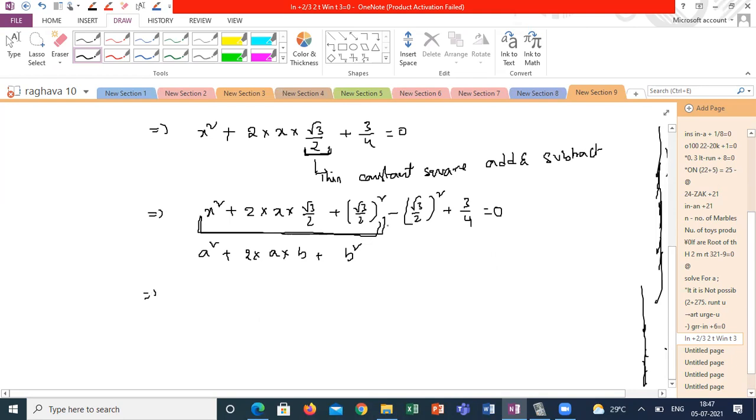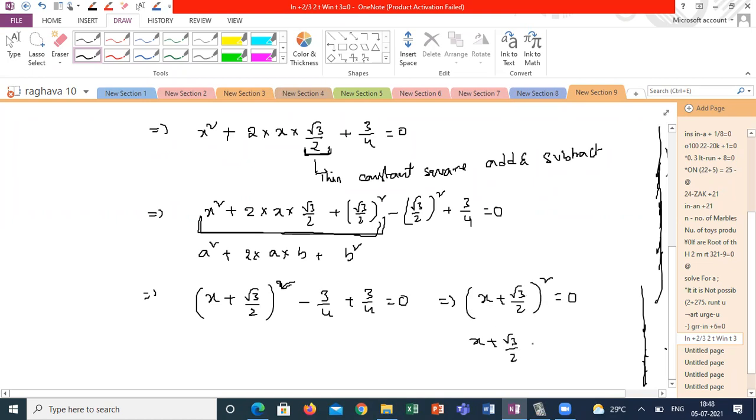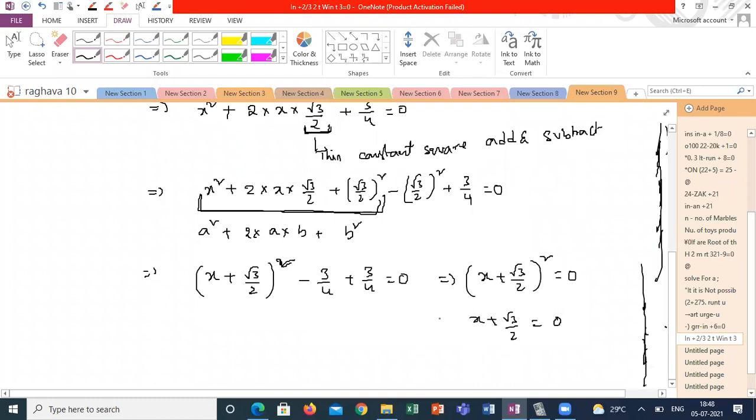So all of this can be written as x plus root 3 by 2 whole square. This is an expansion of a plus b whole square. So minus root 3 by 2 whole square is minus 3 by 4, plus 3 by 4 is equal to 0. From here, the whole expression reduces to x plus root 3 by 2 whole square is equal to 0. x plus root 3 by 2 is equal to 0. Square root of 0 is 0. So my answer is x is equal to minus root 3 by 2.